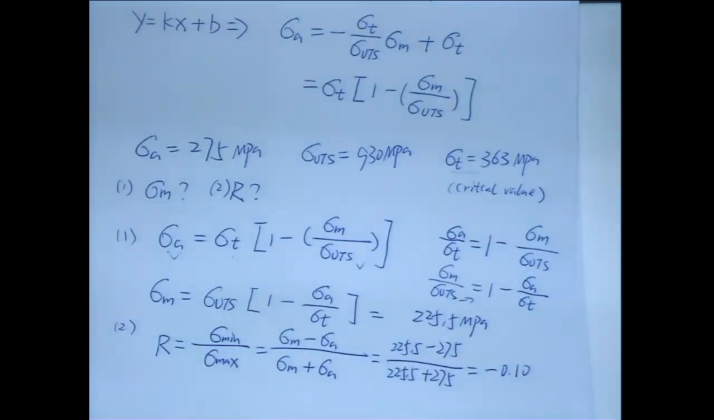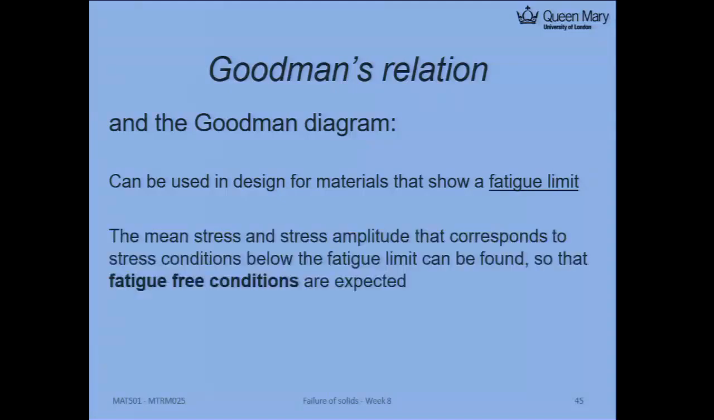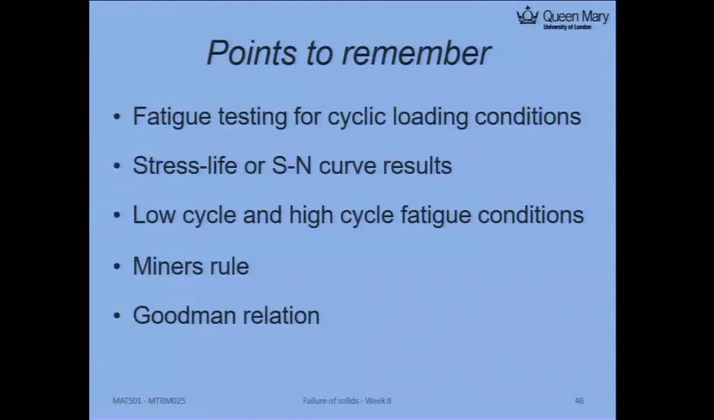So the Goodman relationship basically helps you use the fatigue limit to find where to apply the stress amplitude and the mean stress, such that you have an infinite fatigue life. Points to remember: fatigue test for cyclic loading, that's an example of a fatigue test. Most importantly, remember the S-N curve, the definition of low cycle and high cycle fatigue conditions and their physical meaning, and Miner's rule and the Goodman relation. So that basically ends this story.